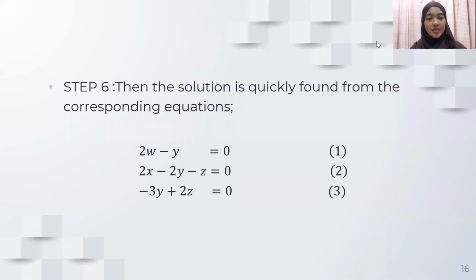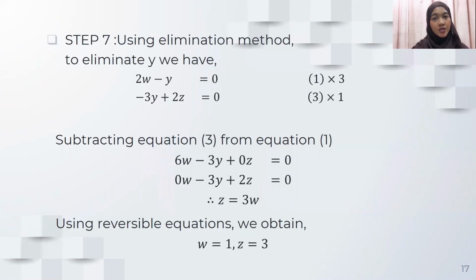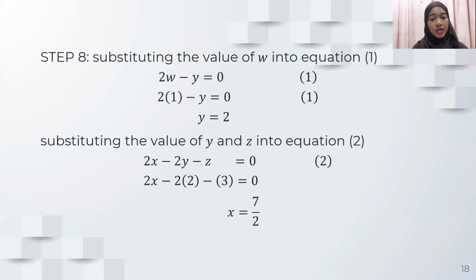As you can see in step 6, the solution is found from the corresponding equations, that is equation 1, equation 2, and equation 3. As you can see in step 7, we use the elimination method to eliminate y. So we subtracted equation 3 from equation 1 and we get z equals 3w. And step 8, we substitute the value of w into equation 1 and we get y equals 2. And we substitute the values of y and z into equation 2. So we get x equals 7 over 2.